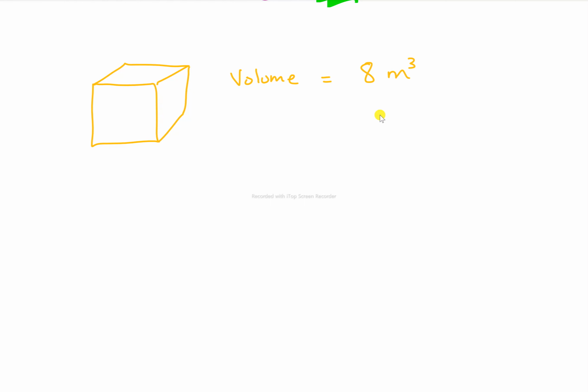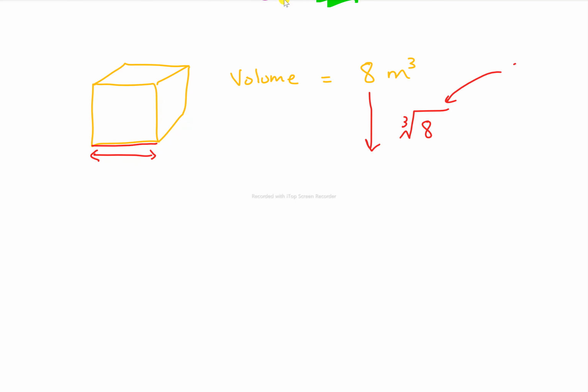Next thing I want to show you is, if I said to you the volume of this cube is 8 meters cubed, what is the length of one side? What is this length here? What you do, you find a number. If I multiply it by itself 3 times, it gives me 8. What we're trying to do is work out this. Try this on your calculator. Put that in.